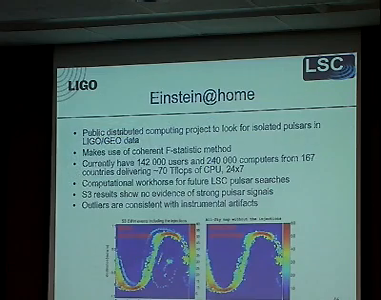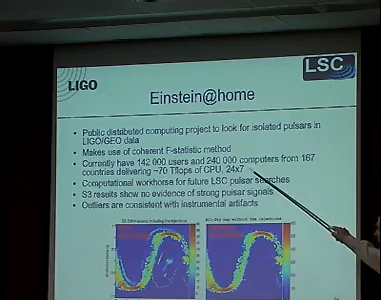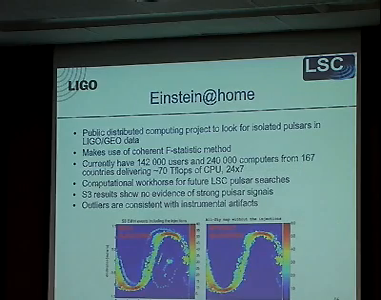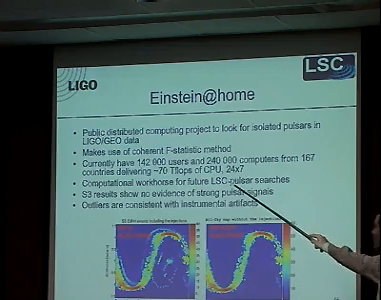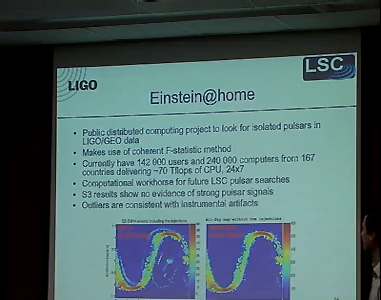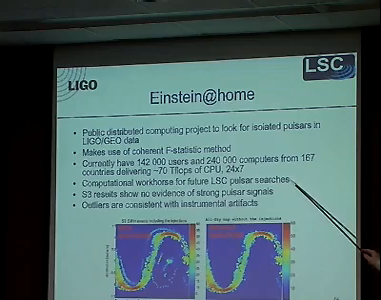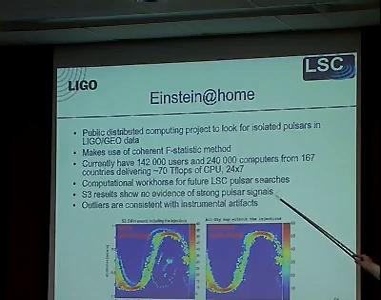Einstein at Home is a publicly distributed computing project to look for isolated pulsars using LIGO data. It makes use of the F-statistic method. Currently, there are 142,000 users, 240,000 computers from 167 countries, delivering about 70 teraflops of computing power 24/7. So this will be the computational workhorse for future pulsar searches, and a lot of our effort will be oriented around Einstein at Home in the future.